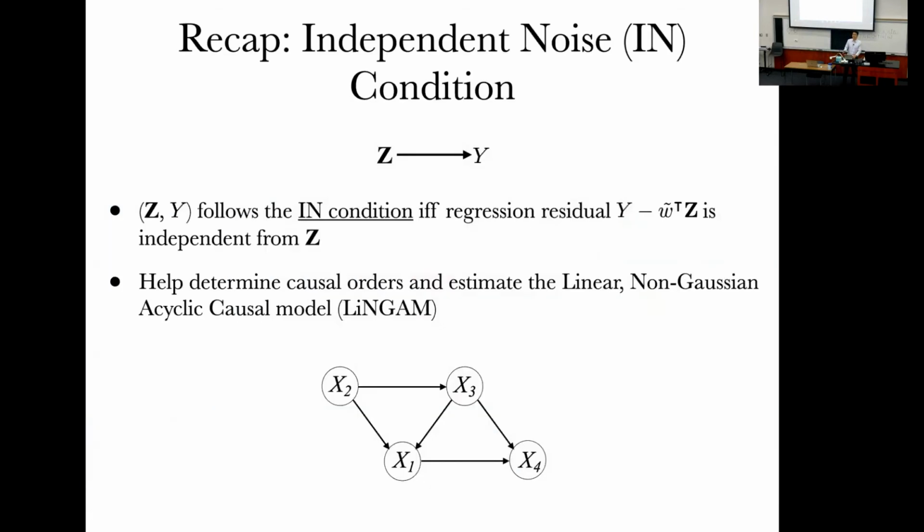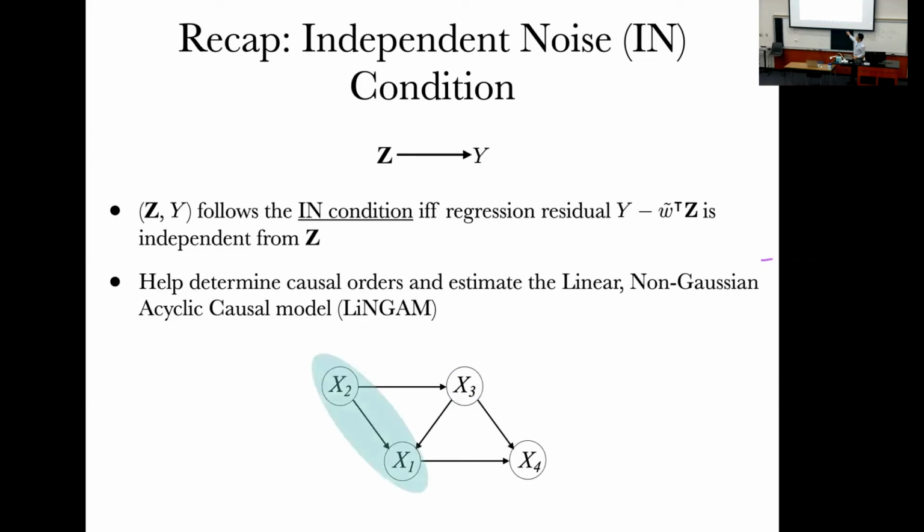Okay, let's look at the linear non-Gaussian case, where we assume the causal model is linear, and that the noise terms are non-Gaussian, even if you have a lot of latent variables. Remember the linear independent noise condition. Here, Z causes Y. Suppose Z is a complete set of parents of Y, and then the regression residual of Y on Z will be independent from Z, right? Because in the structural equation model, Y is a function of Z and independent noise. So this is the independent noise condition, and you can find the order this way.